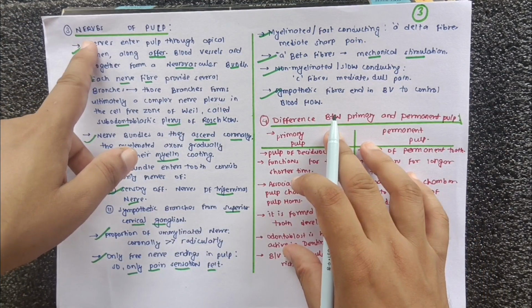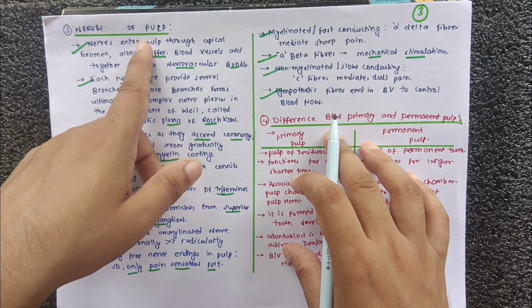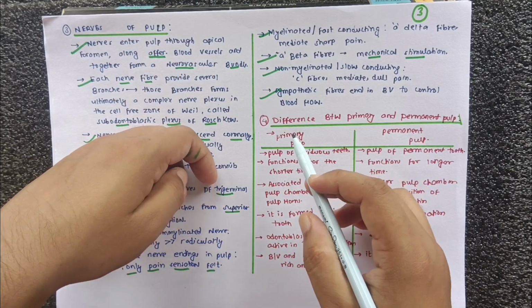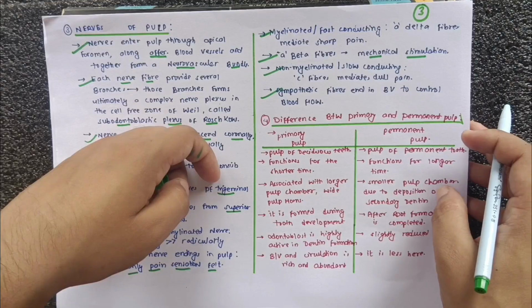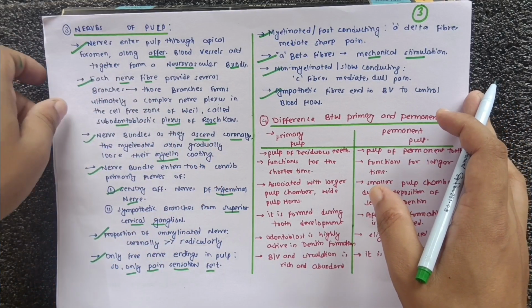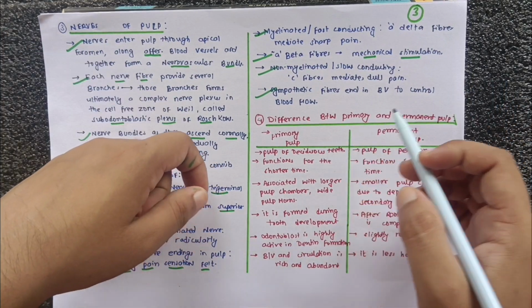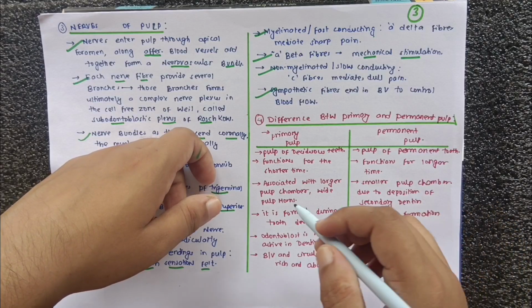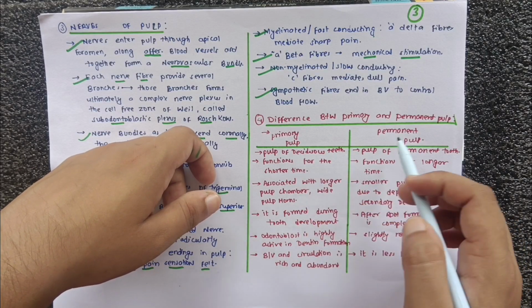So we have completed the nerve supply of the pulp. Our second last topic is the difference between the primary and the permanent pulp. This is also not a very important topic, but I have written some points, so you can go through those points. Primary pulp, permanent pulp.